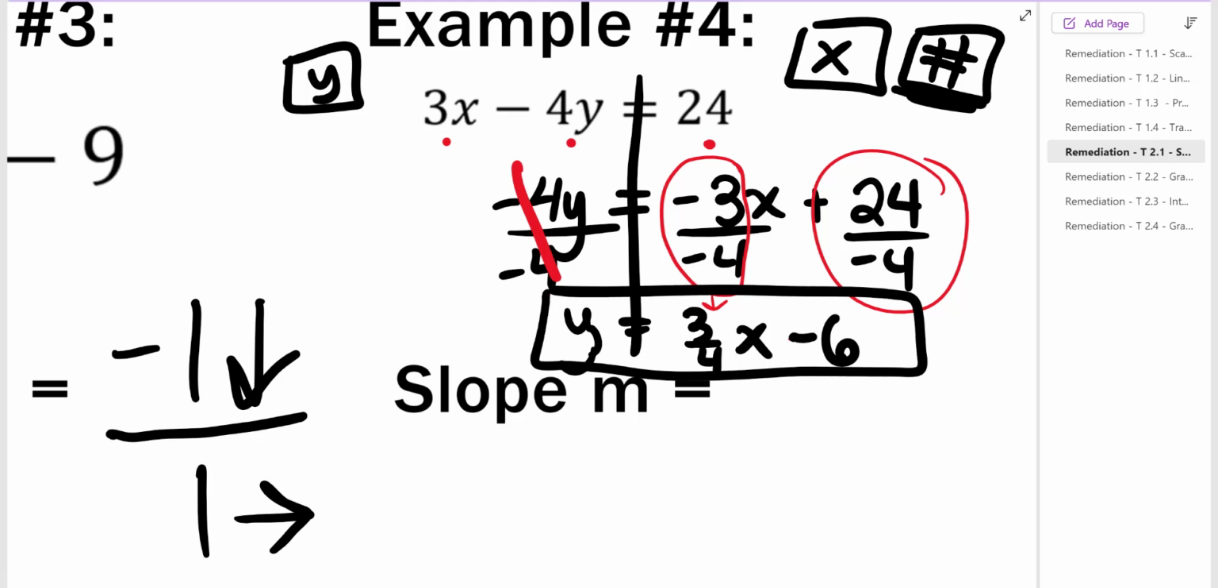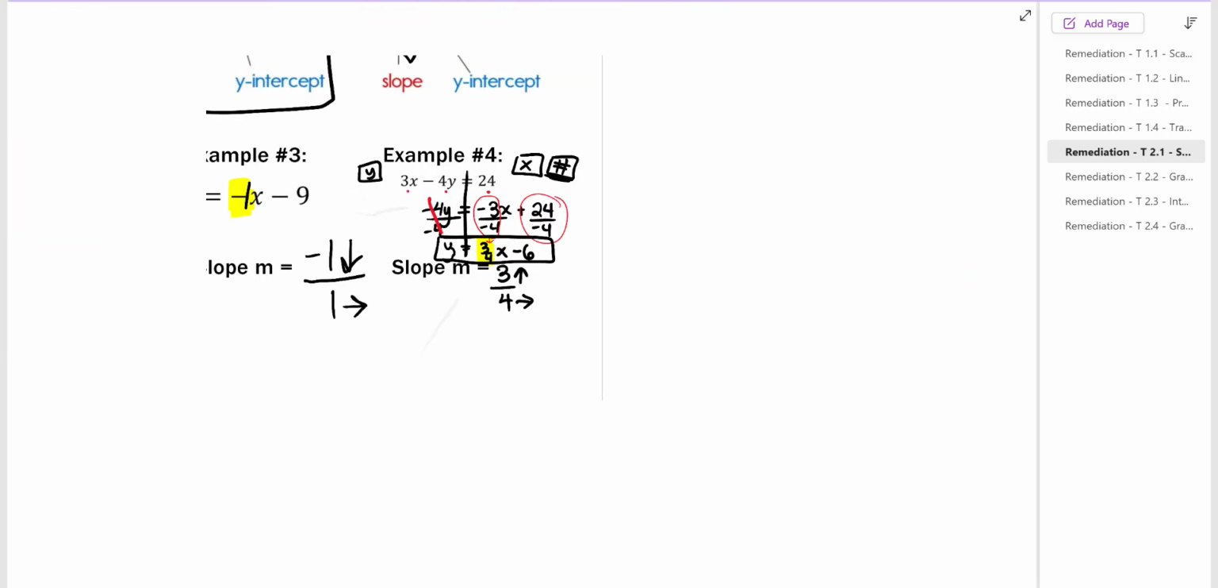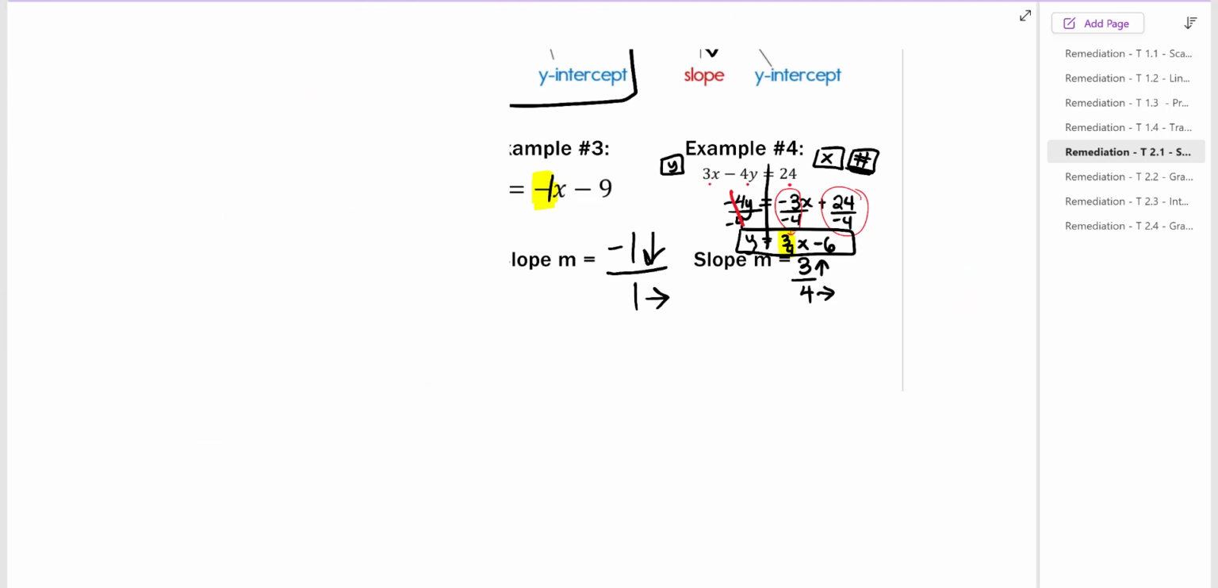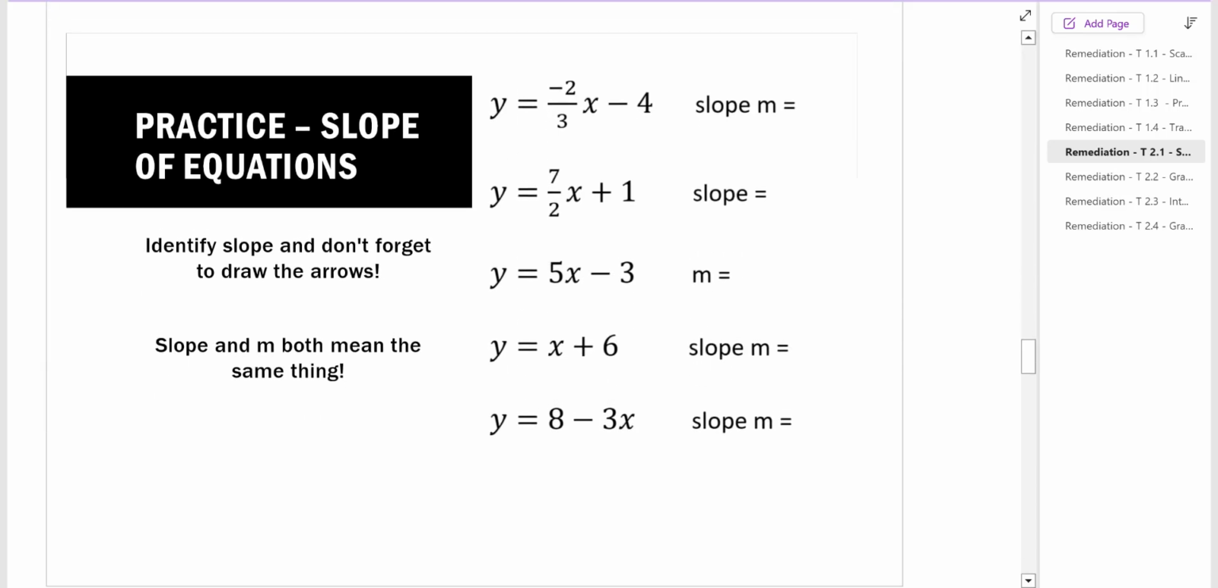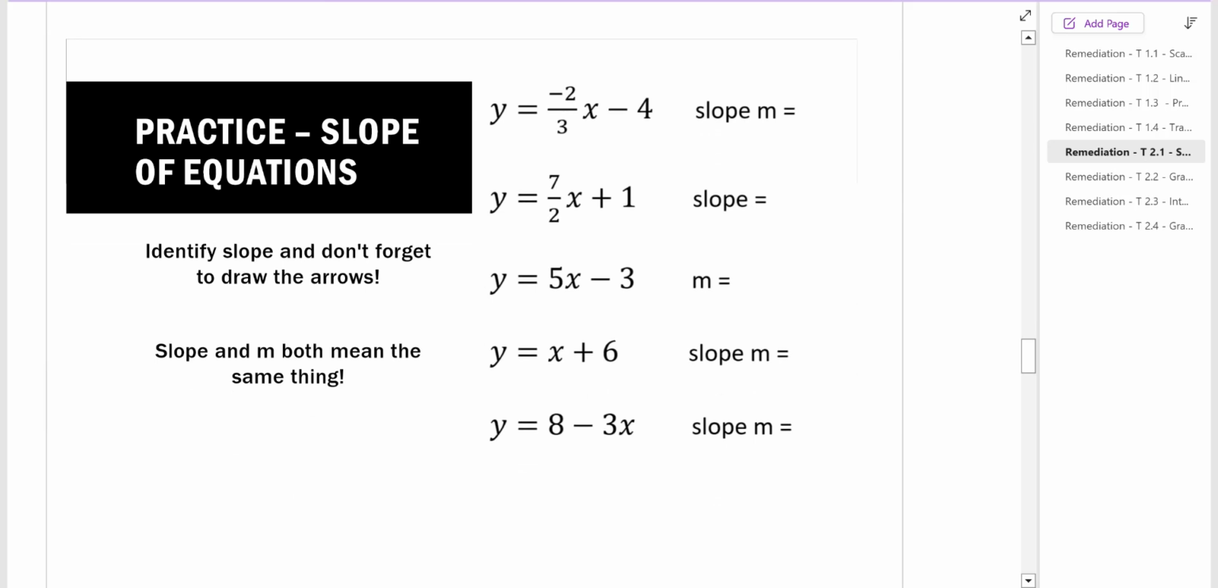Now I have my equation, and I know that slope is the number with x. So slope is 3 over 4. Up 3, right 4. So that's how you find slope from equations. Those are 4 different types. So así es como puedes identificar slope cuando tienes una ecuación. Hay 4 tipos.